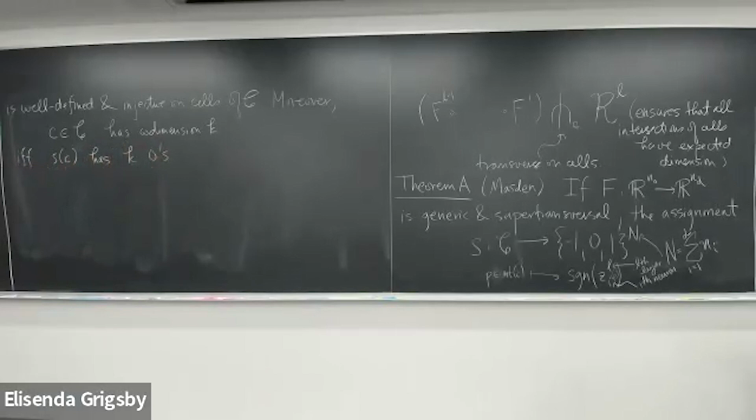So this is basically saying that the maximal dimension cells are never zero. That's right. That's one implication. Any other questions?